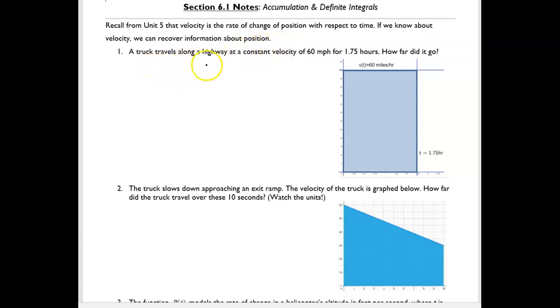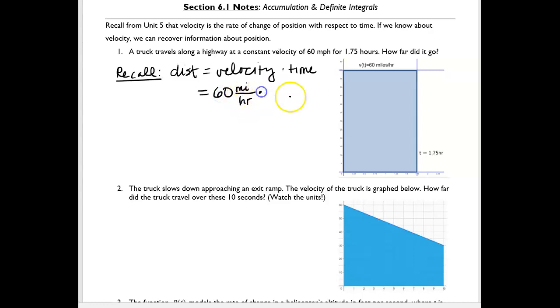A truck travels along a highway at a constant velocity of 60 miles per hour for 1.75 hours. How far did it go? Let's remember from our first year physics class that distance is equal to velocity times time. So I can do 60 miles per hour times 1.75 hours. 60 times 1.75 is 105.